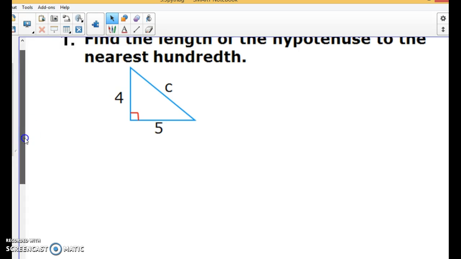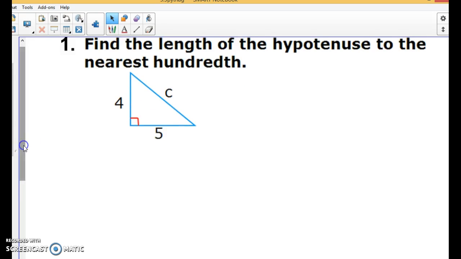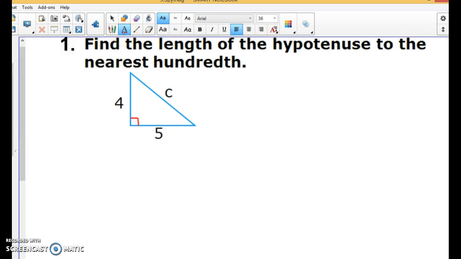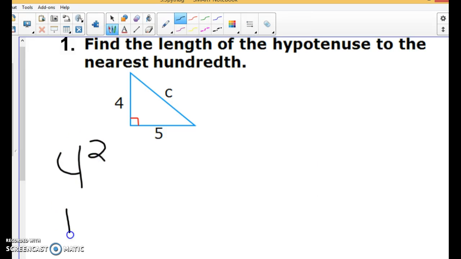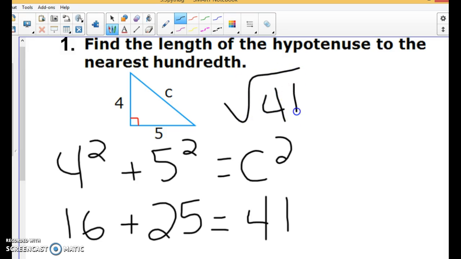If we're trying to find the hypotenuse, that c, I'm going to be using my a squared plus b squared formula. So I have 4 squared, which is 16, plus 5 squared, which is 25. I know that equals c squared, which would be 41. I don't know what the square root of 41 is, so I'm just going to say c equals the square root of 41.